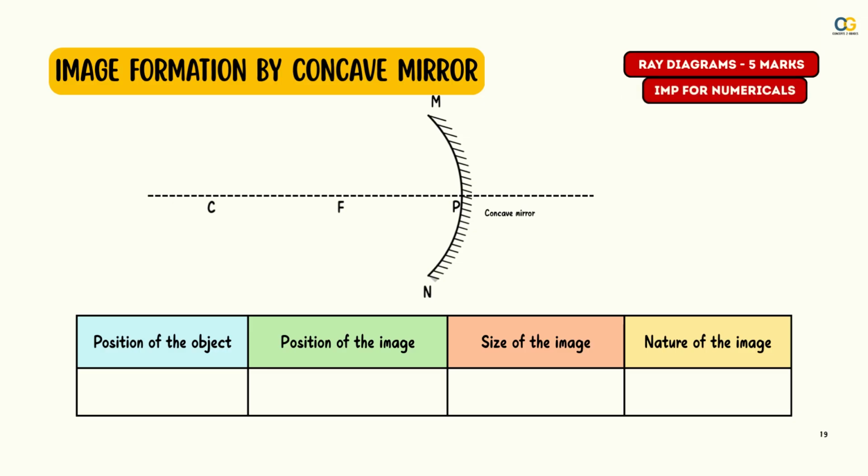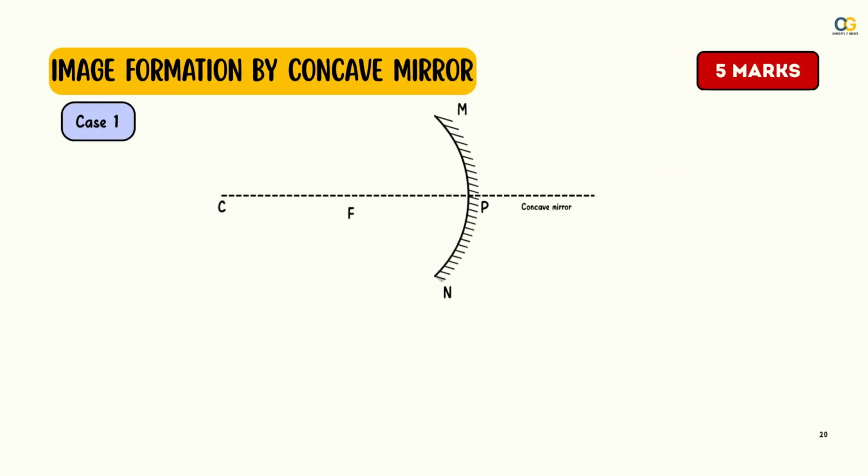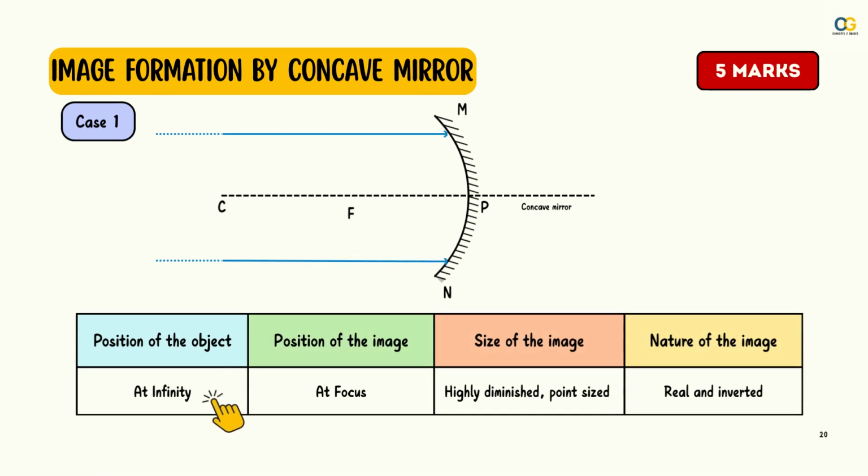I will share an amazing trick to remember this at the end of this section. So let us start with case 1. If the position of the object is at infinity, the position of the image will be at focus and the size of the image will be highly diminished and point size. The nature of the image will be real and inverted.